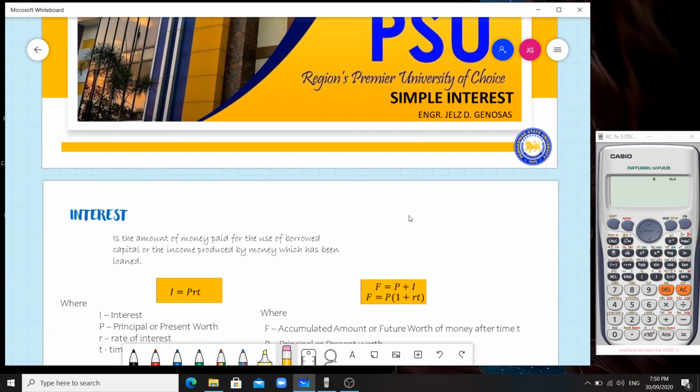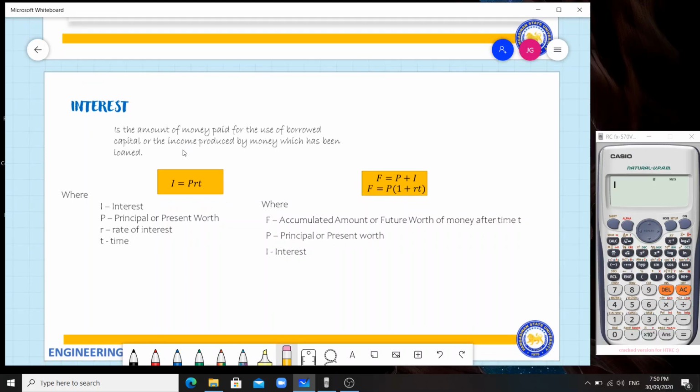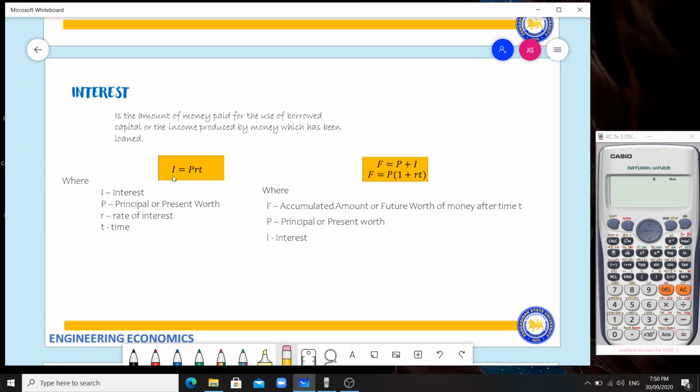So first, let's define simple interest or interest itself. Interest is the amount of money paid for the use of borrowed capital or the income produced by money which has been loaned. So itong interest, normally, alam naman ng lahat yan, ito yung pinapatong doon sa pera na inutang mo. Okay? So how to compute for the simple interest?